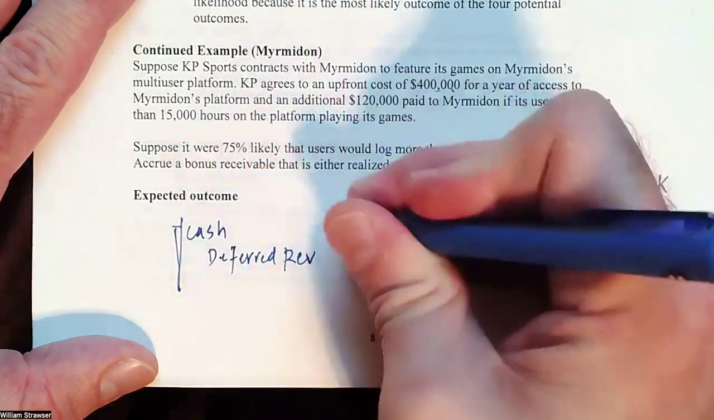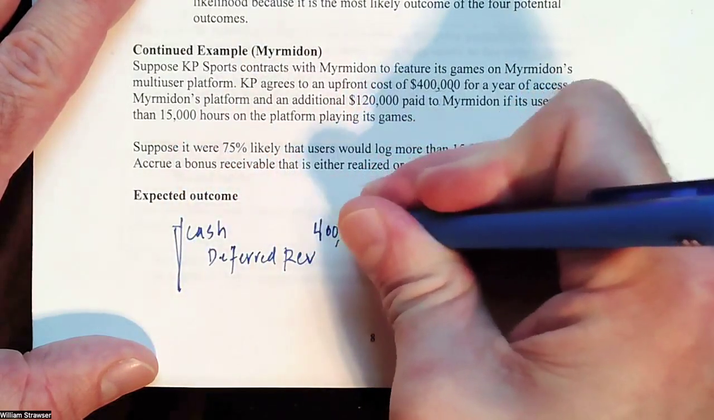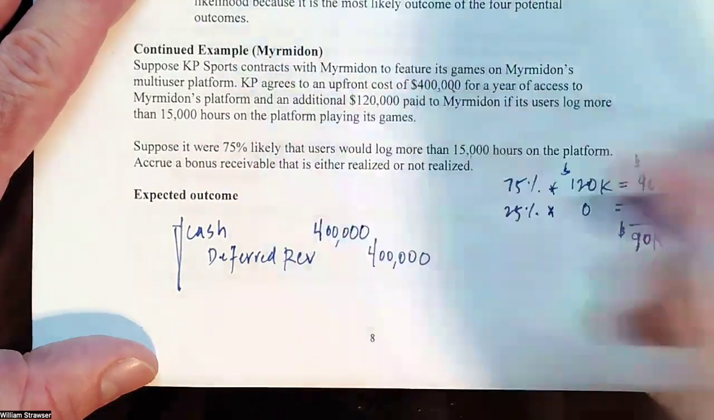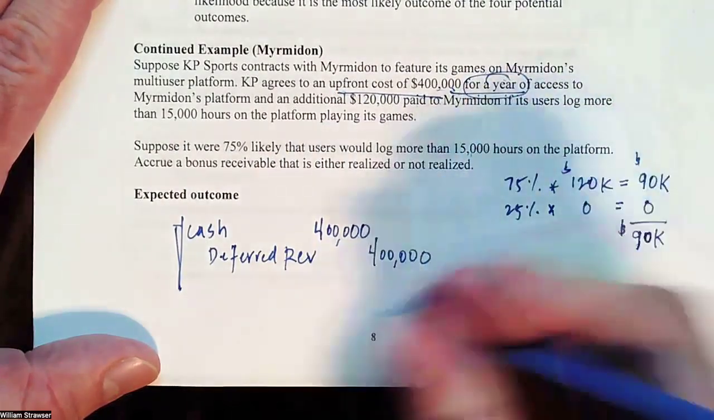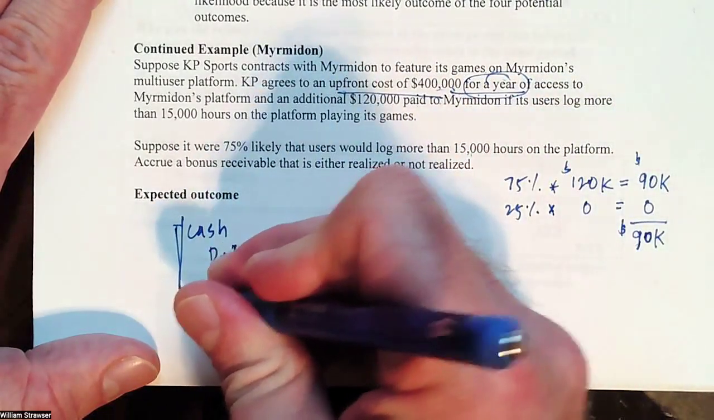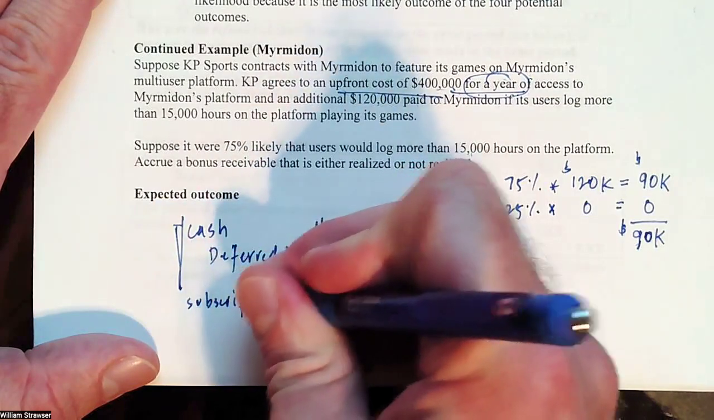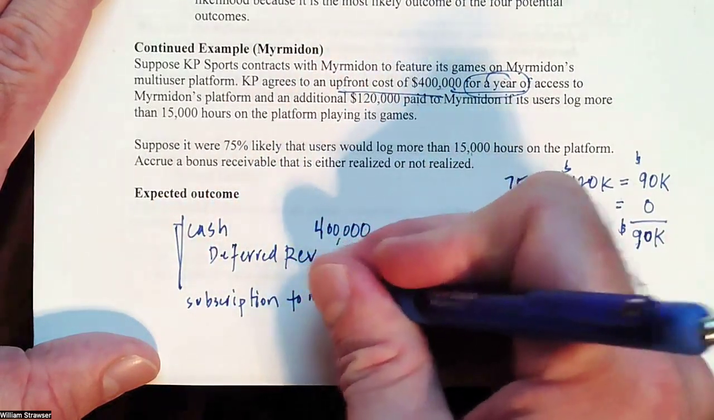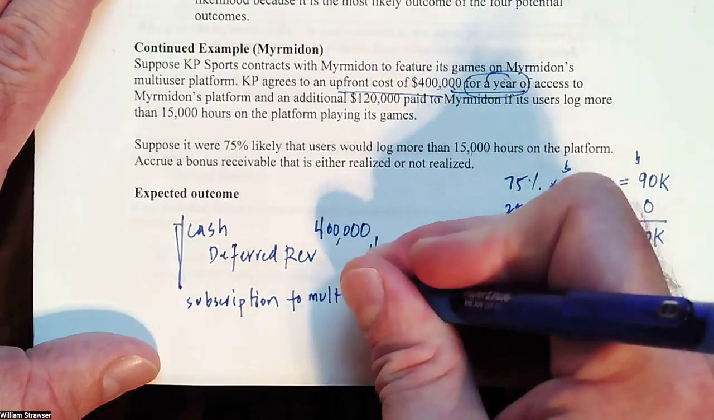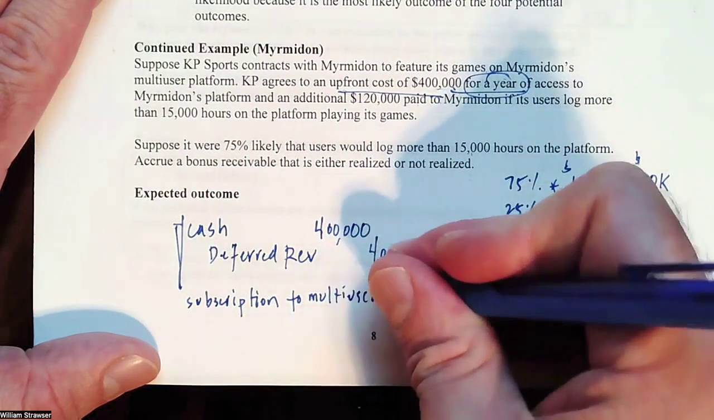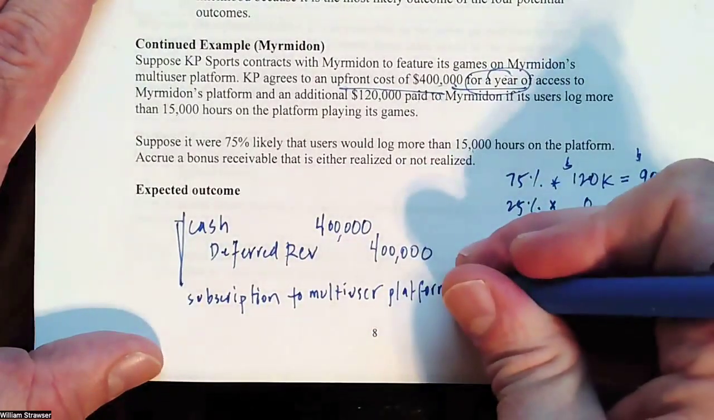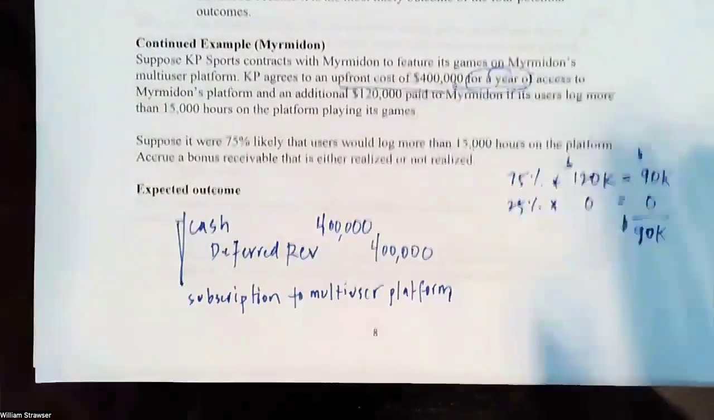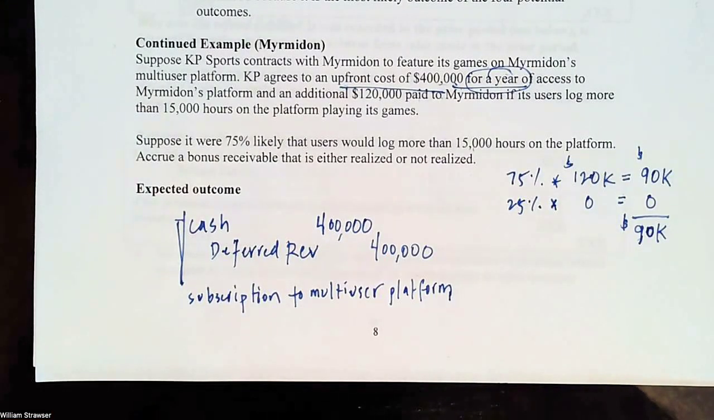And again, we'll just assume cash unless otherwise said. So this is for that upfront cost of $400,000 for a year. So it's really a subscription. So this is the subscription to the multi-user platform. And remember, we're from the vantage point of Myrmidon still. We're just not interacting with customers. We're interacting with a separate software system and a separate gaming industry competitor or other company.